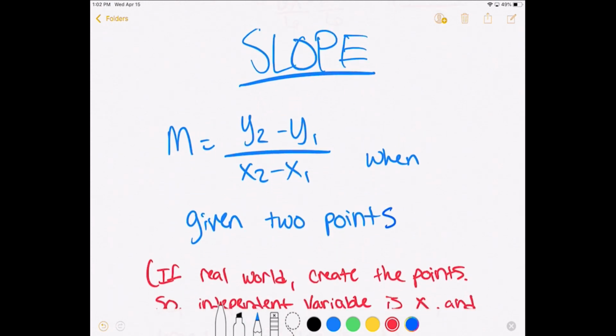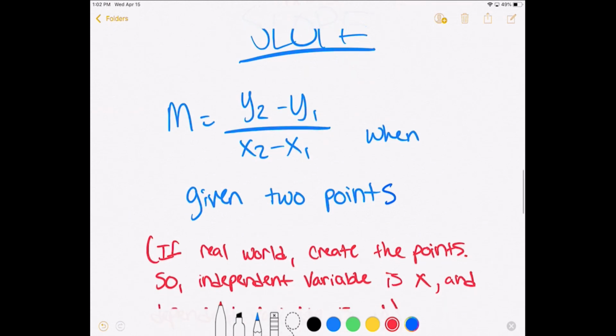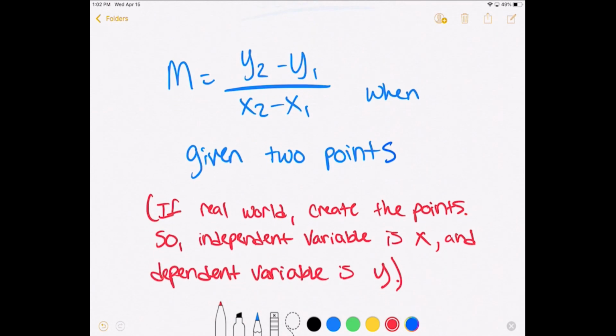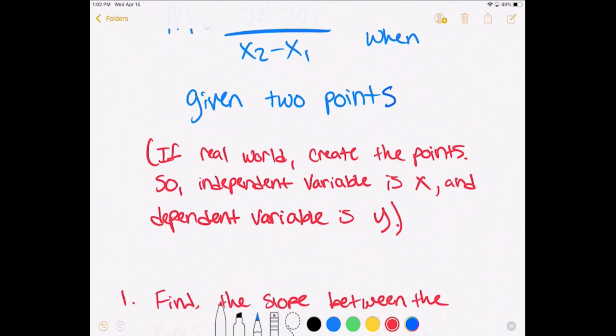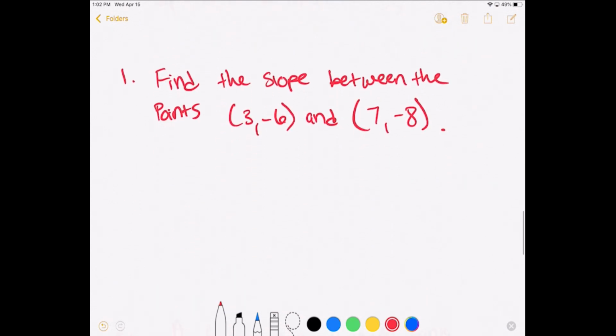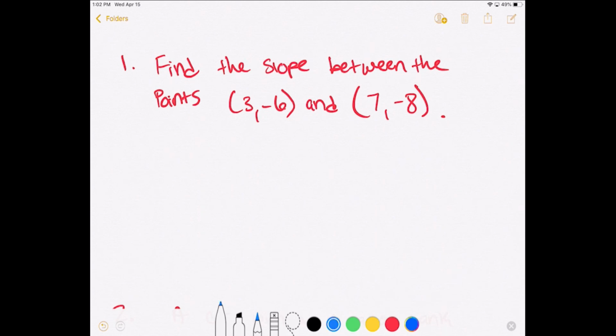Then I did give you a little bit of slope. Okay, here's our equation when we're talking slope. All right, y2 minus y1 over x2 minus x1. Now I am going to give you a real world problem. And if it's a real world problem, you got to create the points. And I'll show you how to do that here in a sec. Let's do the straightforward problem first.